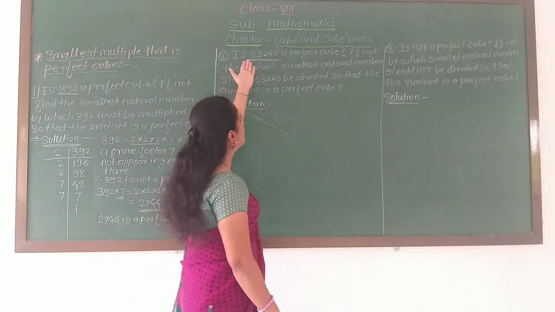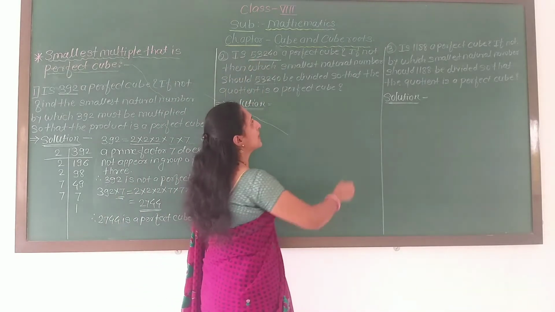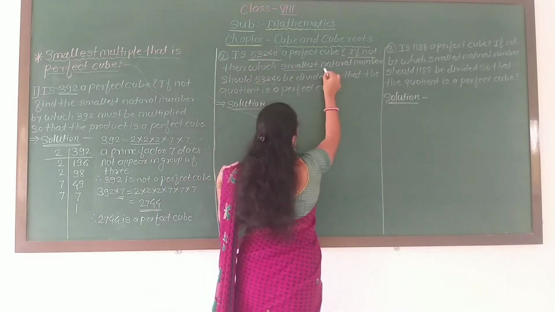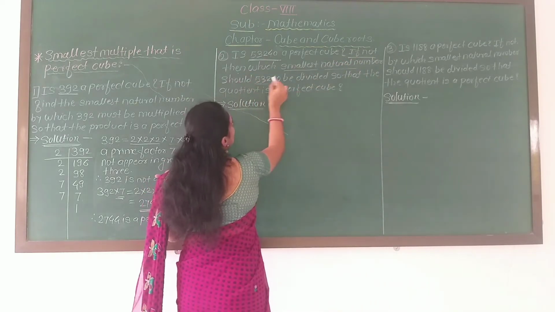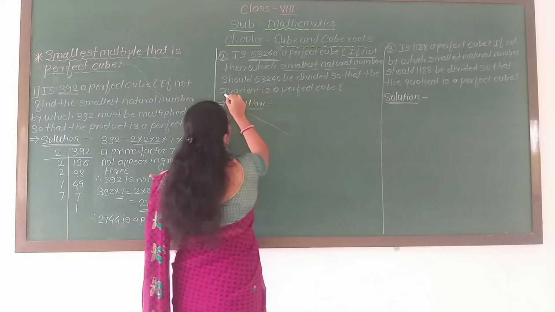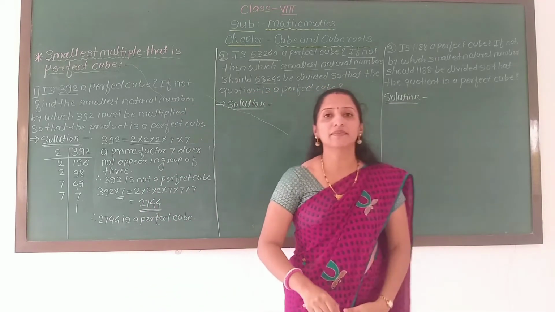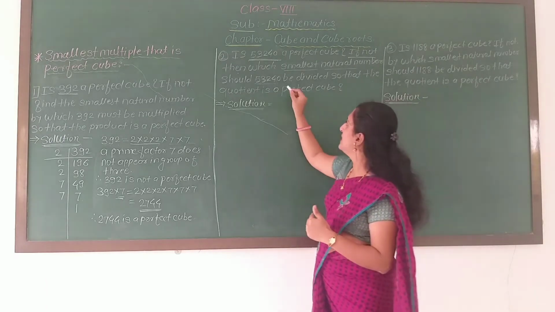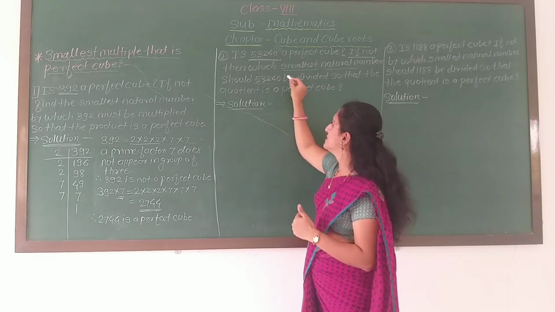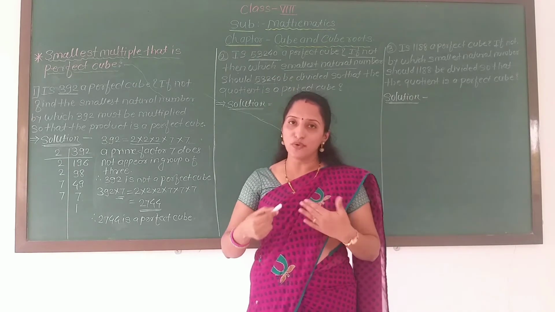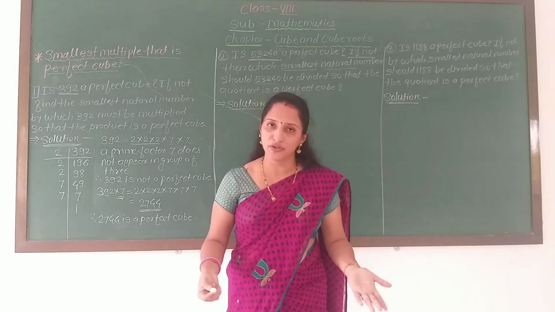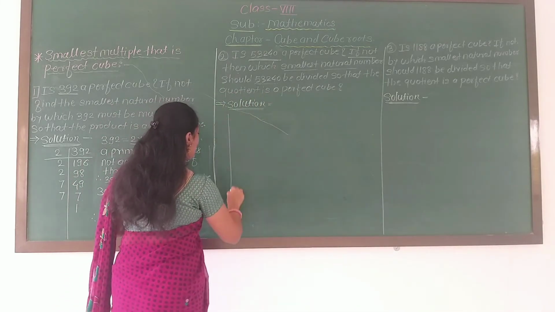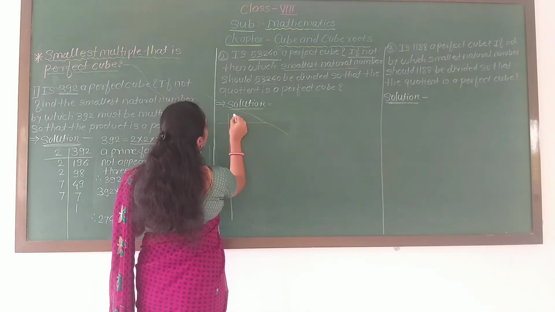If this number is not a perfect cube, then what is the second question? If not, then which smallest natural number should we divide by so that the quotient is a perfect cube? That means we have to find the smallest natural number that divides 53,240 to give a quotient which is a perfect cube. So first find the prime factors of the given number.